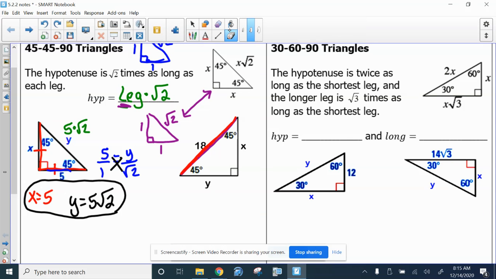Okay, so for our second triangle here, we've got our side of 18. That's the hypotenuse. So here's where you could either look at our formula here. The hypotenuse equals the leg times root 2. Or we could use our cross multiplying method and figure out our missing part. What's nice about this one is that we know that the x and the y are going to be equal. So really, we only have to figure out one answer because they're both going to be the same.